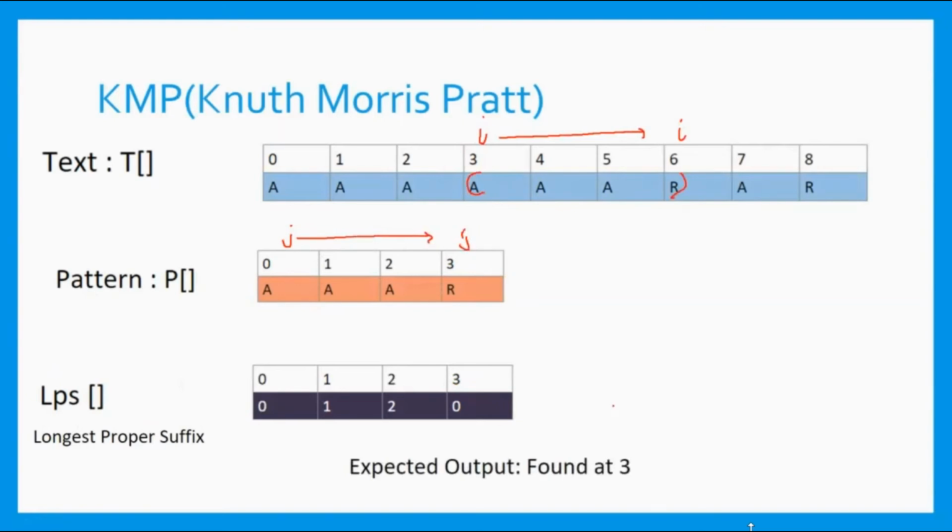Now, we observe here that we have only increased I in forward direction. We never traced back I. We only shifted j in the backward direction. But where to trace back j? Here, LPS array comes to the rescue. We look for the corresponding element in the LPS array for which there is a mismatch. So we move j to that position in our pattern array.